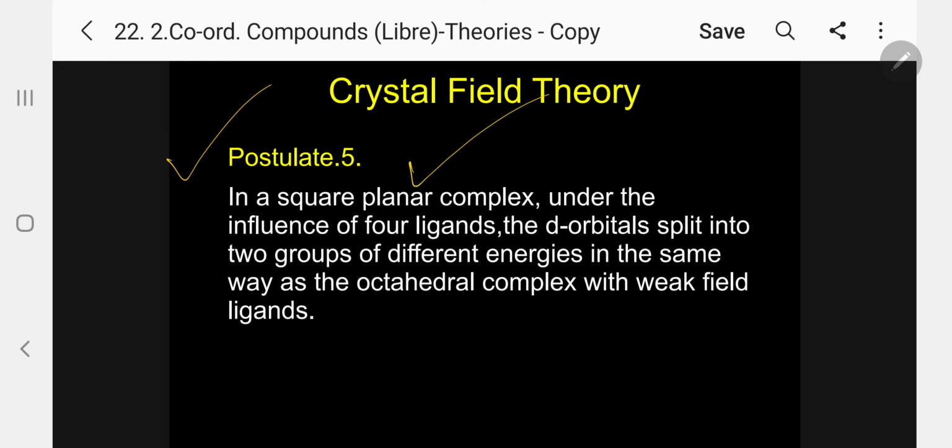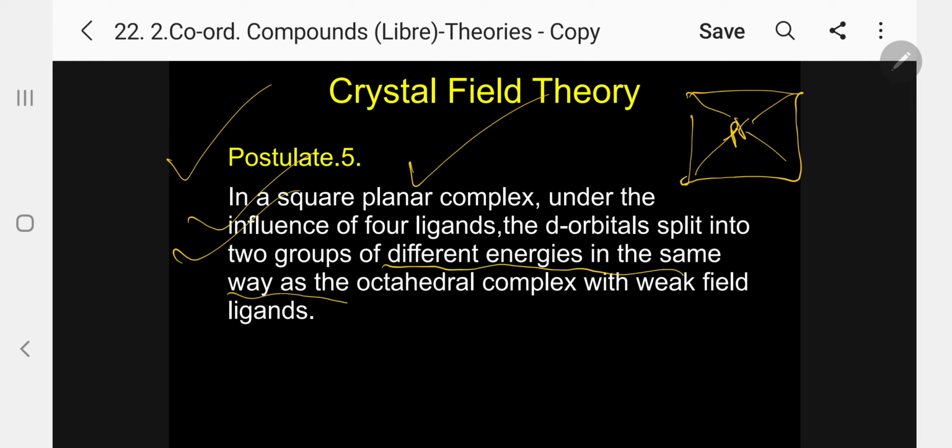Then postulate 5. In a square planar complex, this is the square planar complex, for example, any metal here, platinum or anything. In a square planar complex, under the influence of 4 ligands, the d orbital splits into 2 groups of different energies in the same way as the octahedral complex. So it is similar, identical to that of the octahedral complex. That means EG higher, T2G lower.